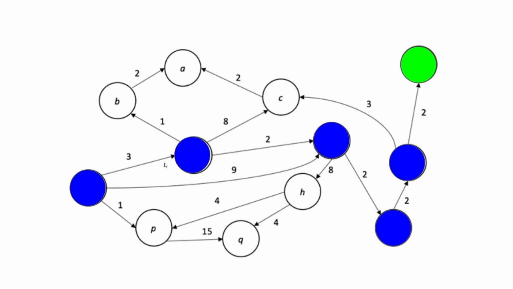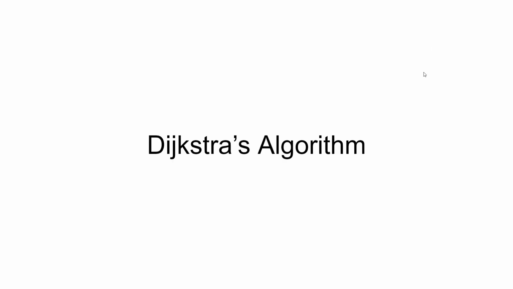And our final path, and this might seem confusing, but our final path is this node, this node, this node, this node, and this node. Now we will look at Dijkstra's algorithm.